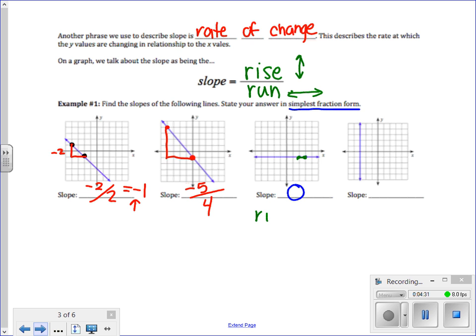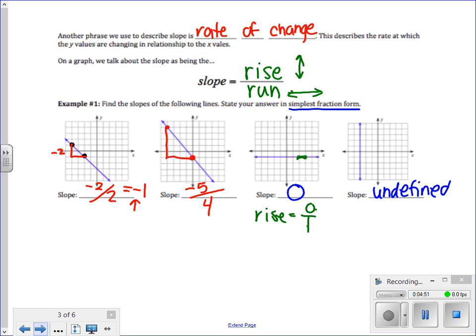So the rise is 0, and I'm running over 1. But 0 divided by any number equals 0, which is why you have a slope of 0. For this vertical up and down line, that slope we talked about with Slope Dude is undefined.